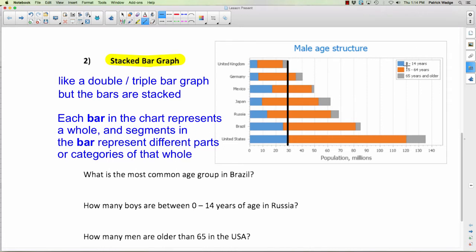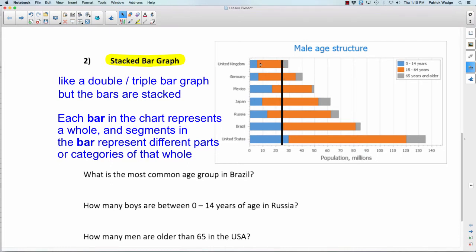Now, if I wanted to know how many boys are between 0 and 14 years, I would look at the end of the blue one. So what's that? Around half would be there. About 7 million. About 7 million boys are between 0 and 14 years. Now, here's the tricky part. If I wanted to know how many boys are between 15 and 64 in the United Kingdom, you're probably thinking to yourself, I just go here and I read that number, right?